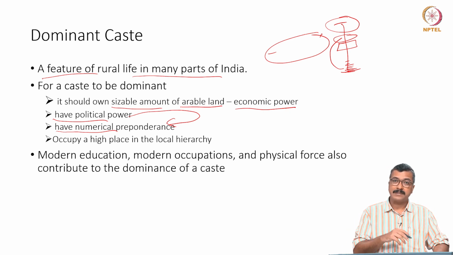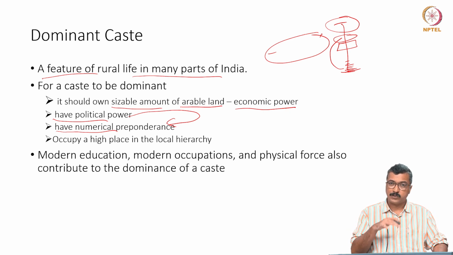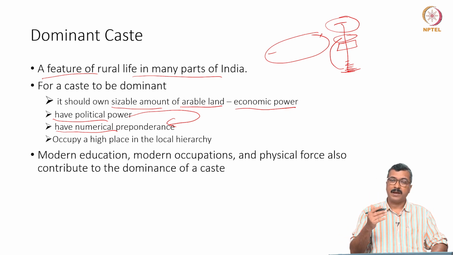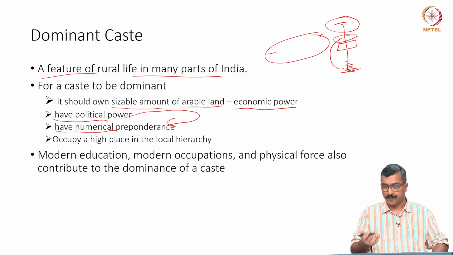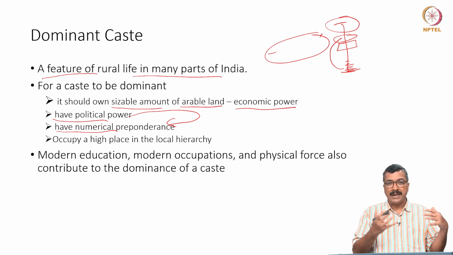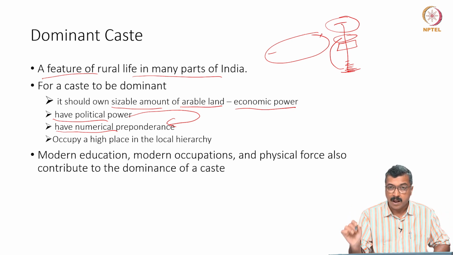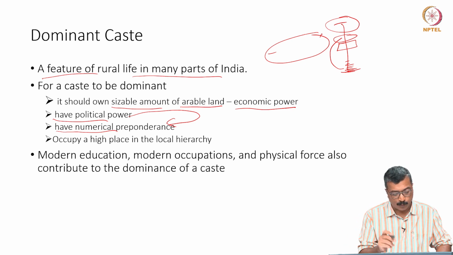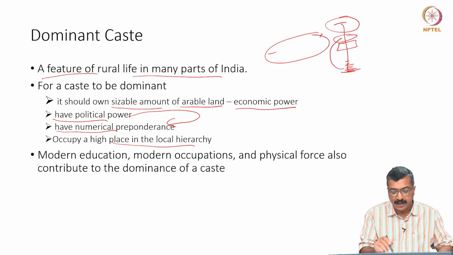So many times this voting happens on the basis of your caste affiliation. So a candidate from a numerically majority group tends to win. And more than that, in terms of physical confrontation, many times this numerically larger group is able to easily control the numerically lesser group and then occupy a high place in the local hierarchy.